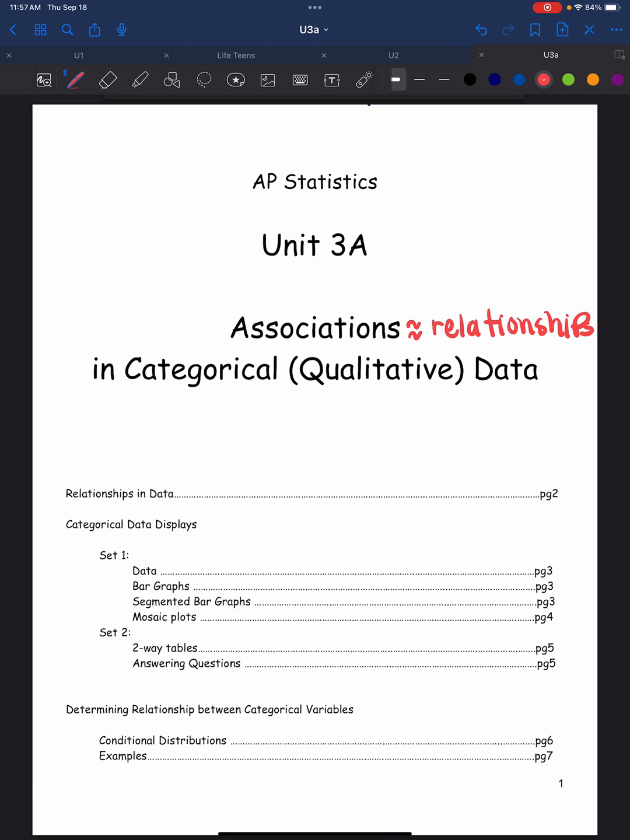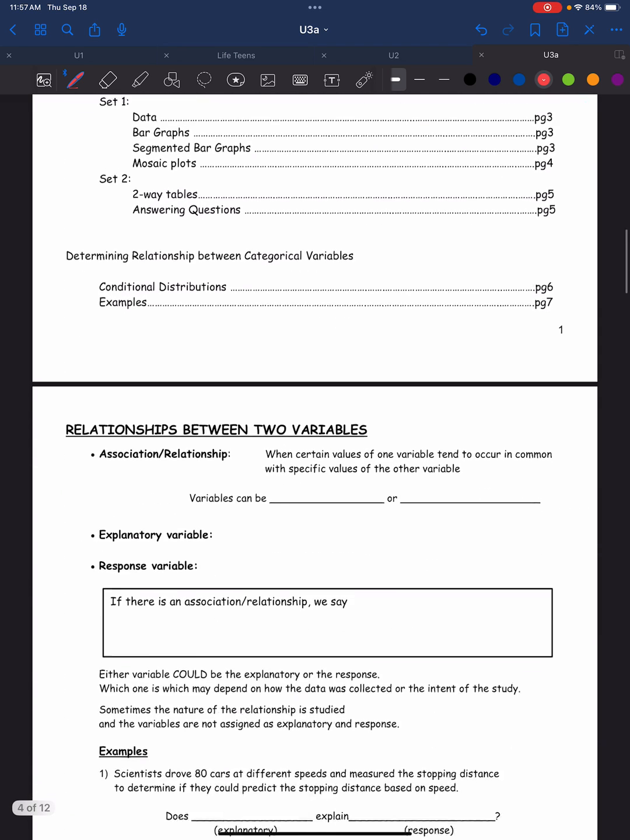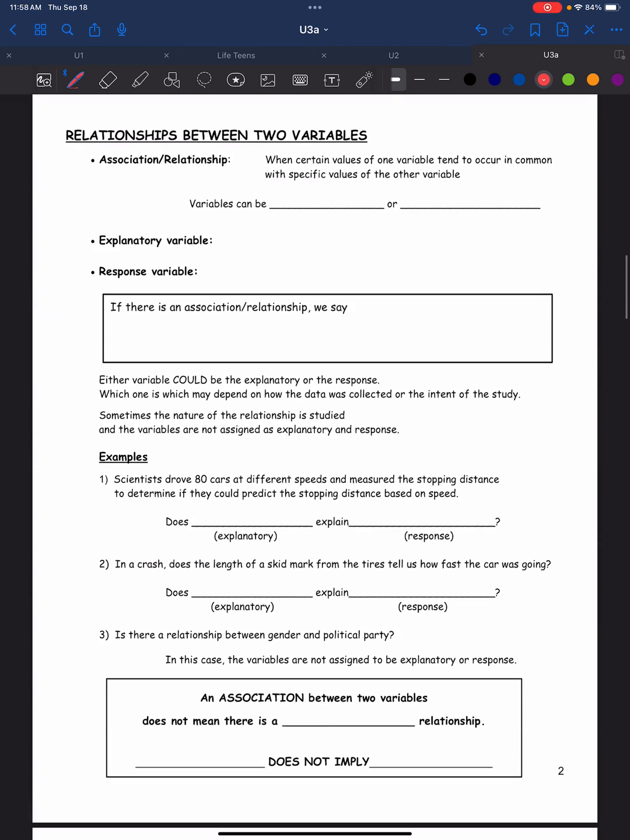All right, we're going to just kick it off. Let's go ahead to the next page. So what is a relationship? Associations and relationships are the same thing, and that is when one certain value of one variable occurs in common with another. Maybe you're talking about the variable of weather, and that's a categorical variable. It could be sunny, it could be stormy, and then maybe we're talking about another variable of the place that you eat for dinner, right? Maybe the weather has a role in where you go out to eat. I don't know, maybe it does, maybe it doesn't.